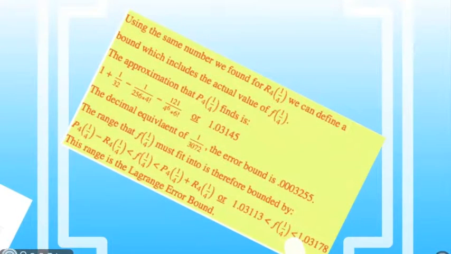Although the problem does not ask you to, the range in which the actual value of the function at x equals 1/4 can be found using the error bound. You simply subtract the error from the approximation given by the Taylor polynomial to get the lower bound, and add the error to get the upper bound. The actual value of the function, which in this problem is 1.03137, should lie within this range. We know that we did our work correctly because the actual value is within this range.